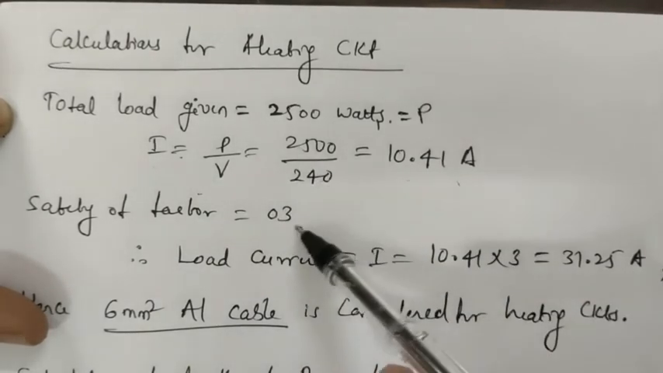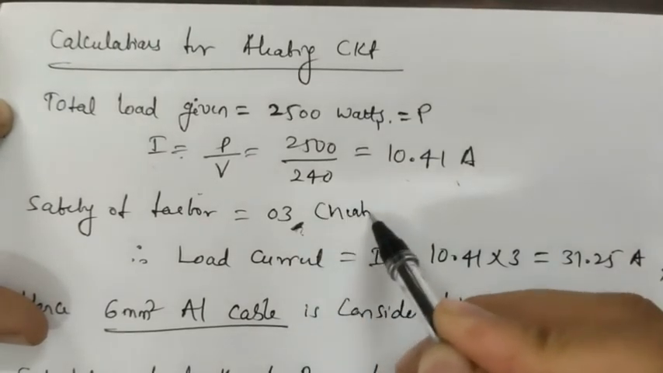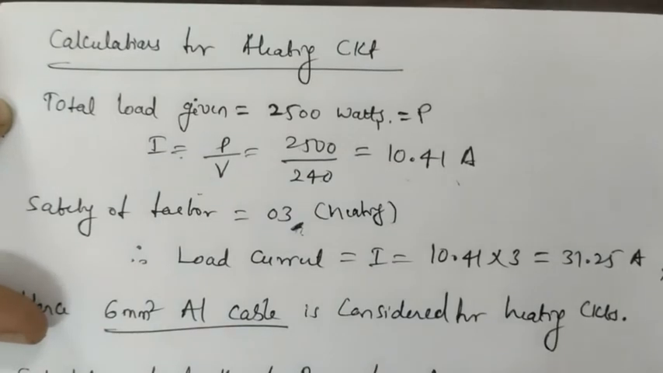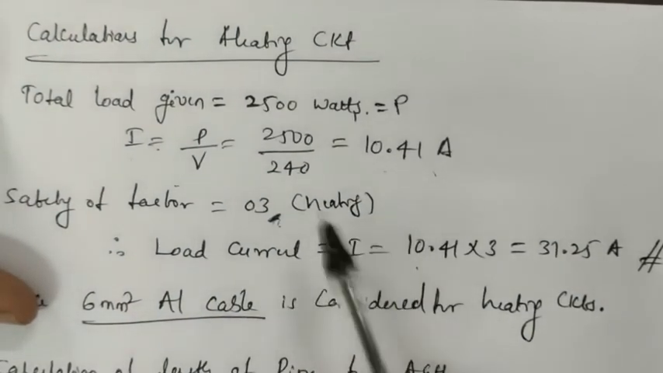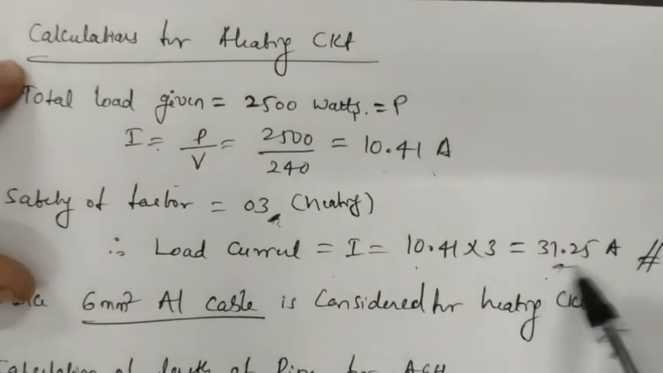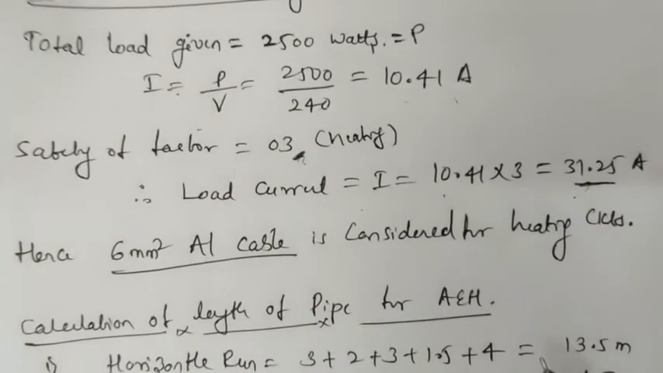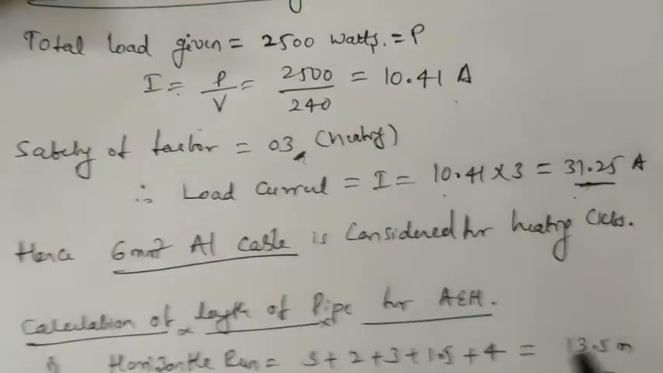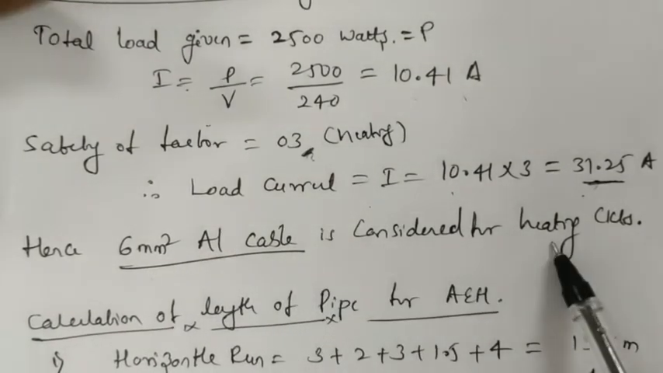The safety factor is taken as 3, because for the heating circuit you have to take 3. For the lighting circuit you have to take 2. So I is equal to 10.41 into 3, you will get 31.25. For this current, you have to consider the cable. Again refer to table 8.3. So you will get this: 6 mm square aluminum cable is required for the heating circuit.